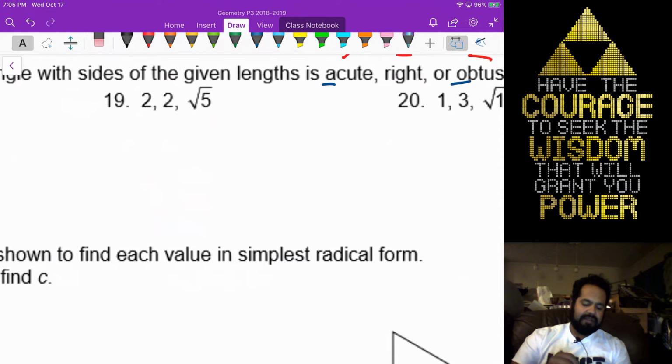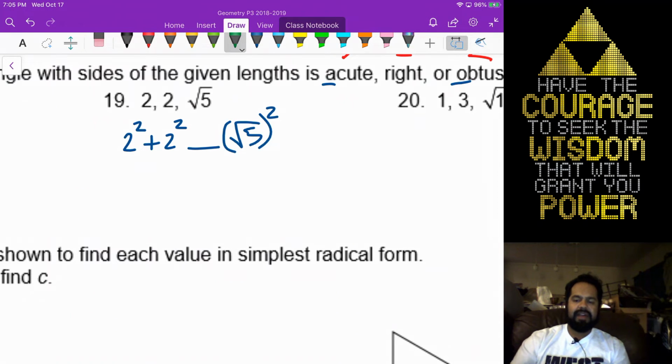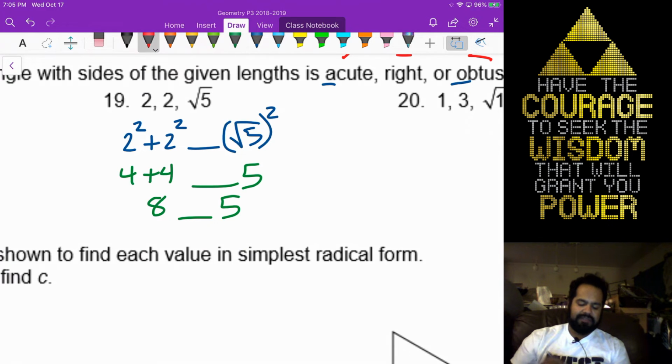$19. I know you guys love radicals. That's so rad. Well, you just got to remember that the square root of 5 squared is going to leave us with the plain old 5. Well, in this one, 8 is bigger than 5. So that means this is an acute triangle.